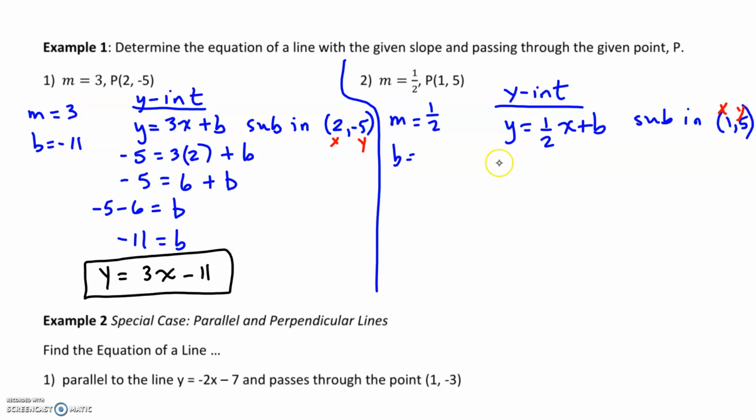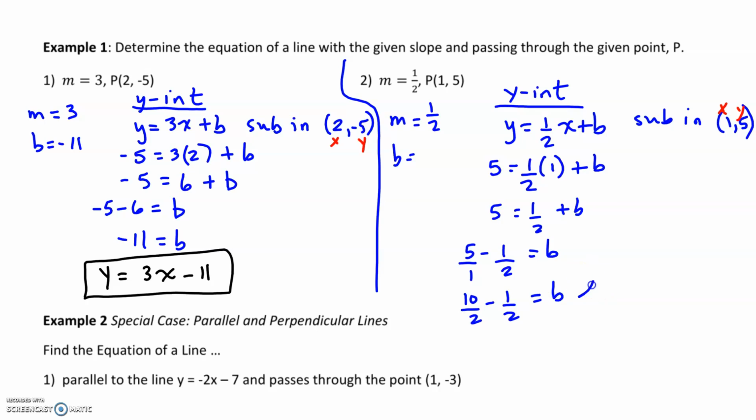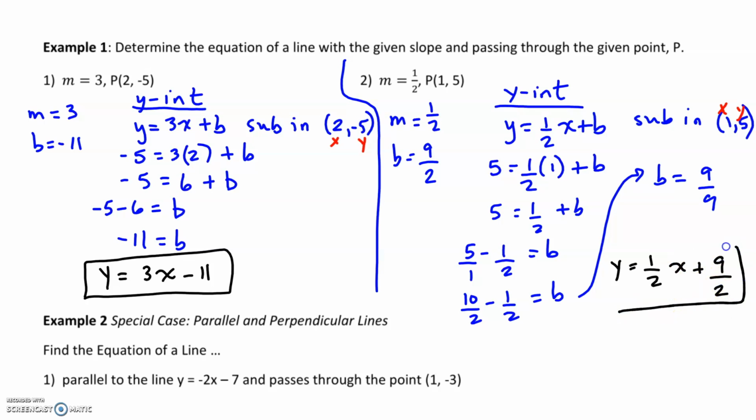Make sure they go in the right spot, so I need to put the 5 where y is, and it's 1/2 times x, which is 1, plus b. So 5 equals 1/2 times 1, which is just 1/2. I'll subtract 1/2 from both sides to isolate b. And now I need to use my fraction rules for subtracting. So I need a common denominator. That'll be 2. And then b would equal 10 minus 1, which is 9/2. So I have my b value, I have my m, and now I write the equation. y equals 1/2 x plus 9/2. Now that's when you start your questions with the slope given to you and a point given to you.